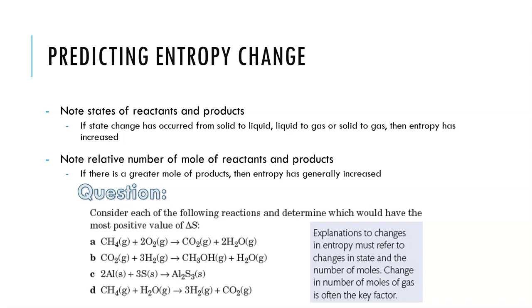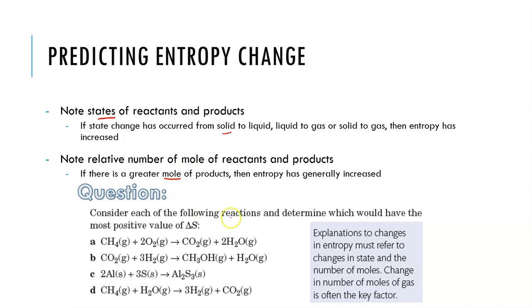What this means mathematically is that we need to be able to predict an entropy change. So when we go to do this, we need to note the states of the reactants and the products. If a state change is occurring from a solid to a liquid, or a liquid to a gas, or a solid to a gas, then entropy must have increased. We are increasing the level of disorder. Then look at the relative number of moles of reactants and products. If there is a greater number of moles of particles on the product side, then entropy has generally increased. If we go from 1 mole of reactants to 4 moles of products, then we have a higher entropy.